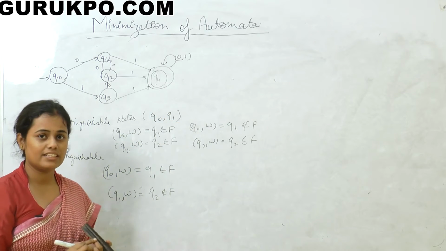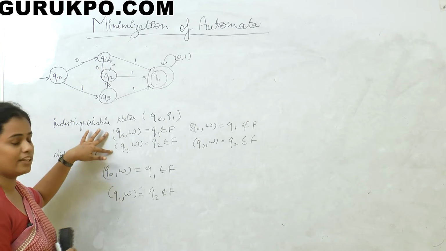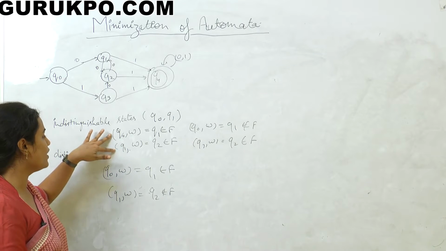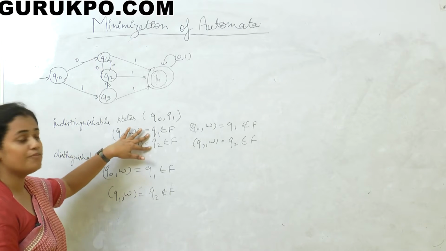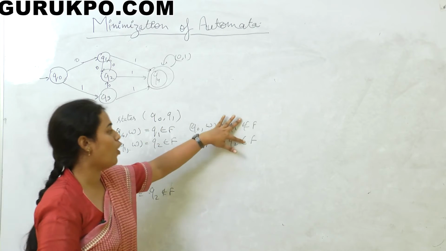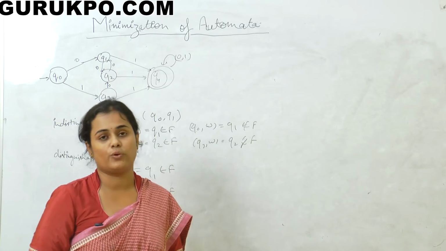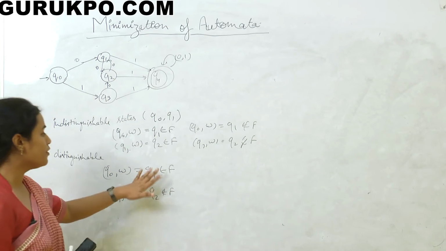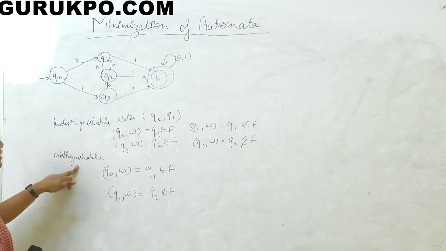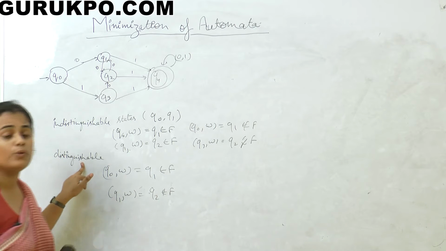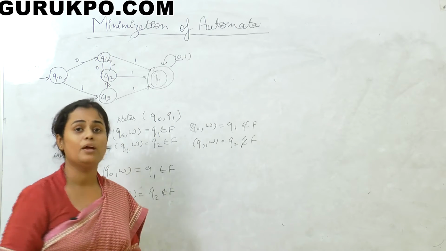The first condition is this: if you give the same input to different states and get output states, and both states belong to final or both do not belong to final, then these states are called indistinguishable states. If one output state belongs to final and the other does not, then the states Q0 and Q1 will be distinguishable. You can't merge them. Distinguishable states can't be merged and indistinguishable states can be merged.